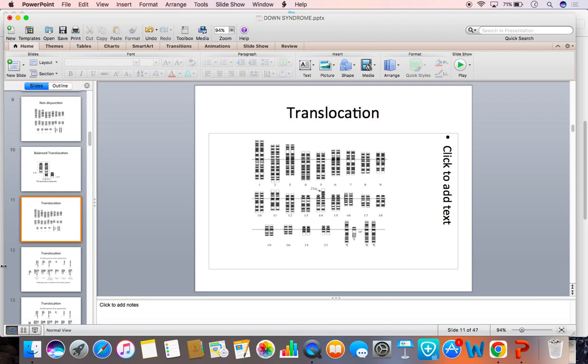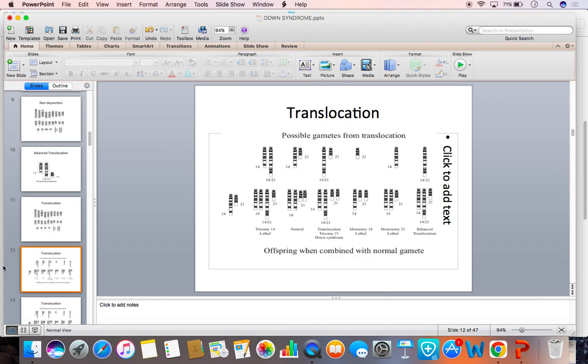And a non-disjunction individual with Down syndrome has 47 chromosomes. And 45 with the extra copy of 21, the female is the carrier for the translocation gene. So how does the translocation take place? Look at the phenomenon. This is called Robertsonian translocation.